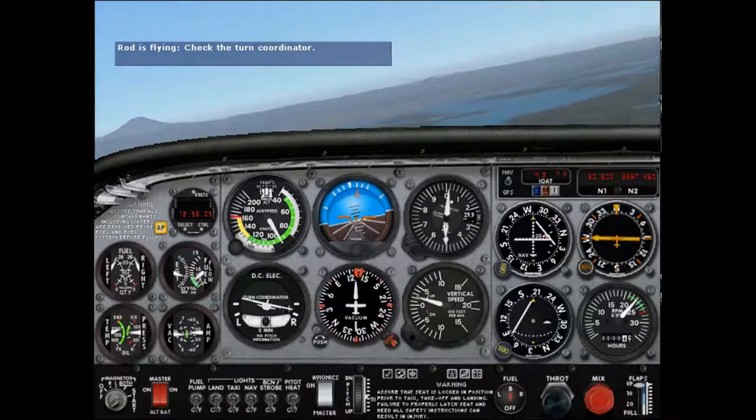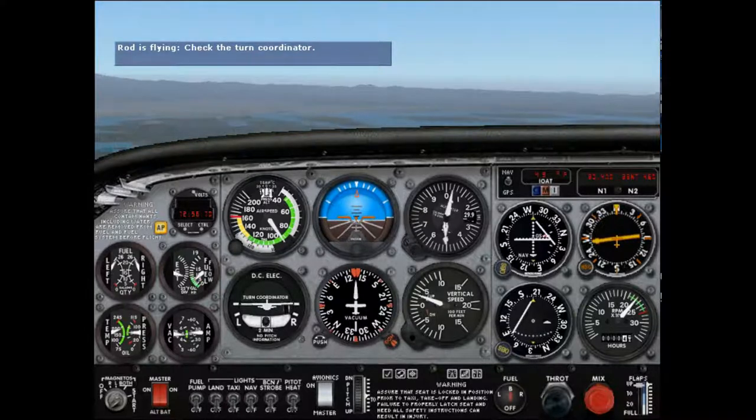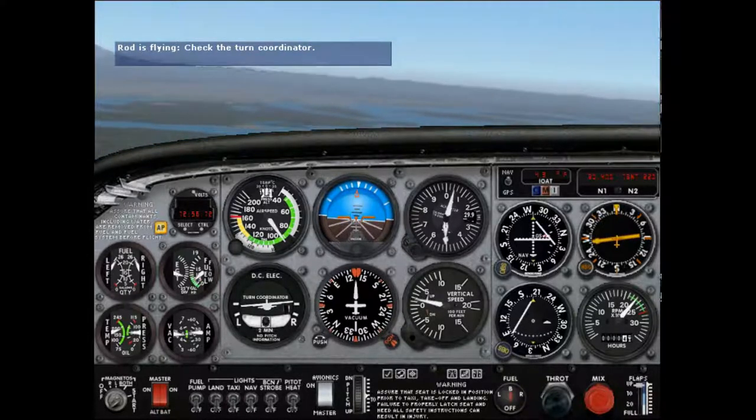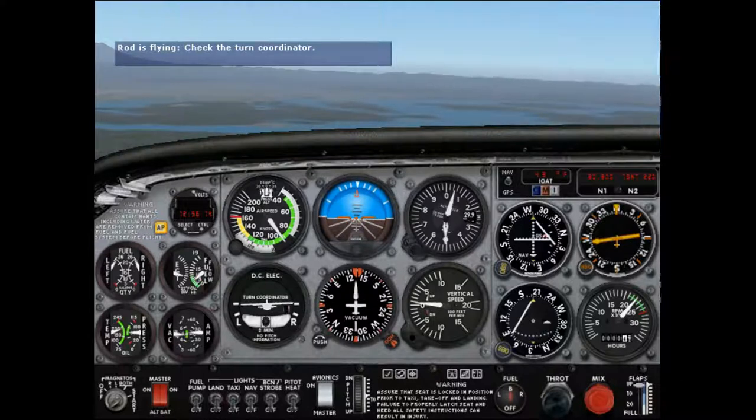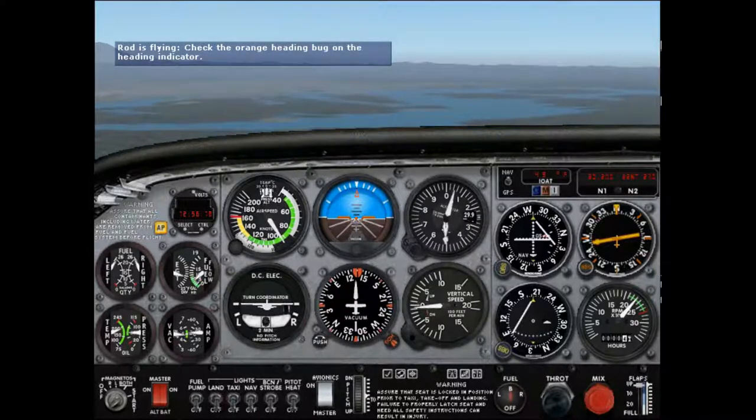Some people call this black ball and its track the inclinometer, and I'm inclined to do the same. When the ball is deflected right or left of center, we should use the controls to maneuver it back to the center position. There's one more thing about the heading indicator I think you should know about.